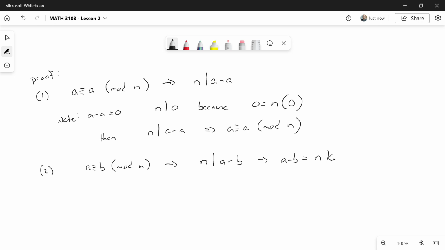All right, so let's just multiply both sides by -1. So negative a minus b is equal to n times negative k. I could write my left-hand side as b minus a is equal to n times negative k, which means that n divides b minus a, which means that b is equivalent to a mod n. All right, the last one we'll leave as an exercise for you folks to play around with.